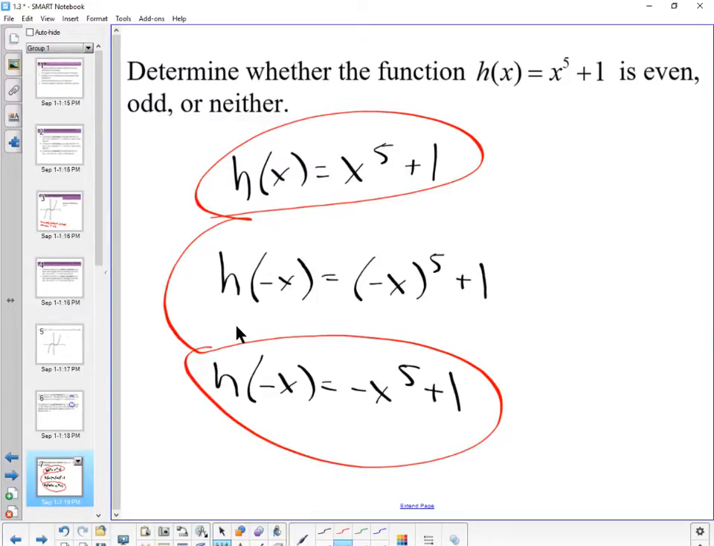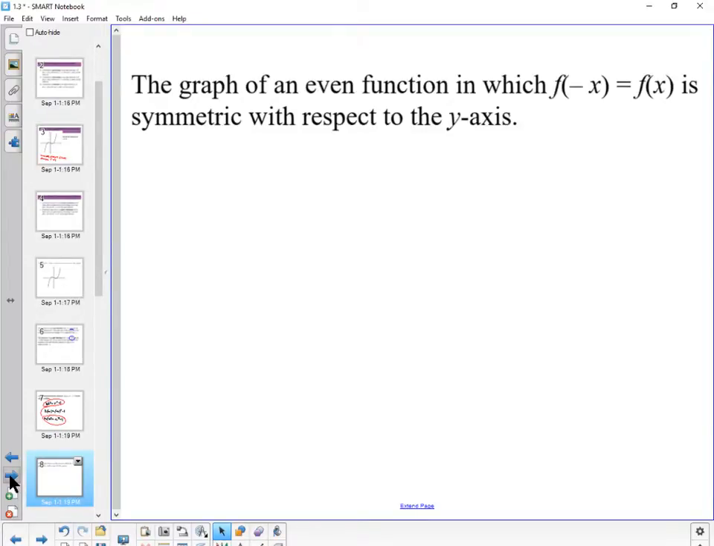If it was even, I would get the exact same thing back. Does that make sense? If this was odd, then everything would change signs. Did everything change signs? No. The x to the fifth changed signs, but not the 1. So this is neither. This is not odd nor even. Neither here nor there.